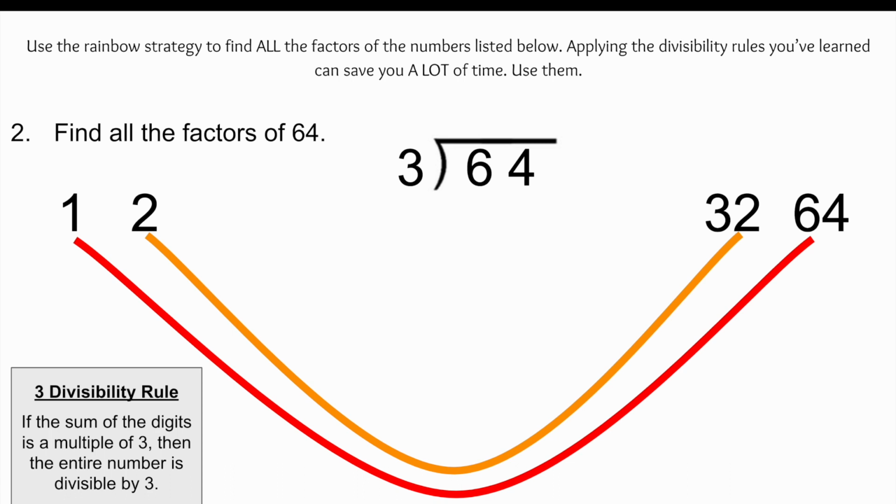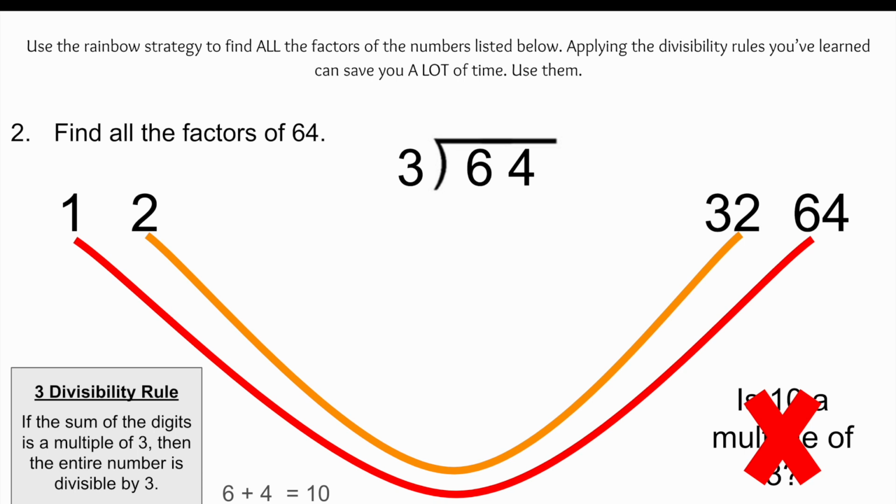So the sum of the digits in 64 are 6 and 4, and sum means addition, so we're going to add them. 6 plus 4 equals 10. So if 10 is a multiple of 3, then 64 is a multiple of 3. Is 10 a multiple of 3? 3, 6, 9, 12? No, it's not. So that means that 64 is not a multiple of 3, or 64 cannot be divided equally by 3.